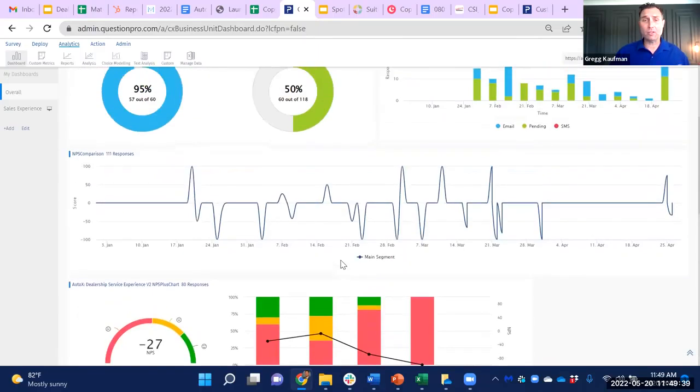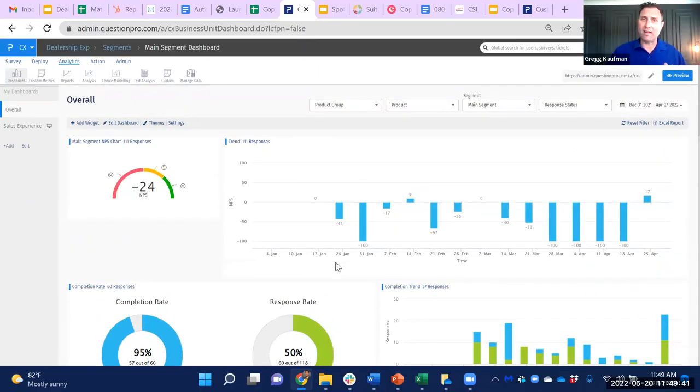So that's essentially what the dashboards look like. We designed it to be very straightforward and simple. We did not want to overcomplicate matters, but just give the folks at the dealership an understanding of, high level, how are we doing with respect to Net Promoter and the various diagnostic questions that we asked.